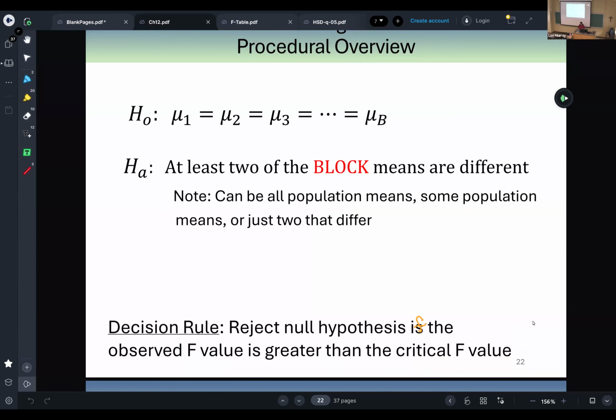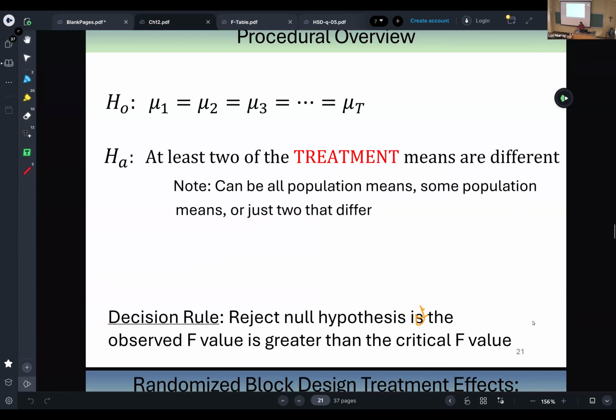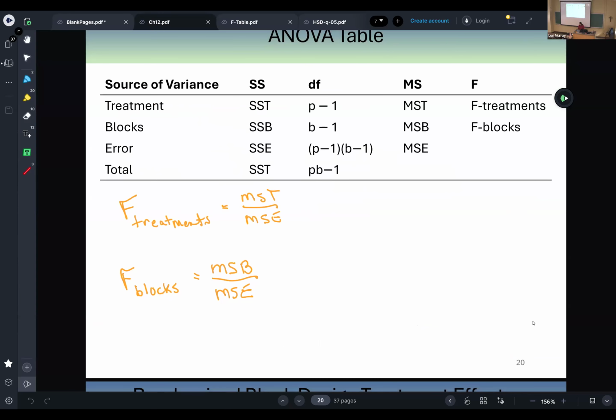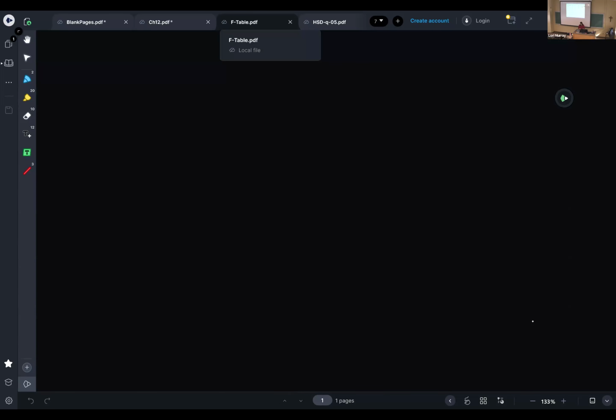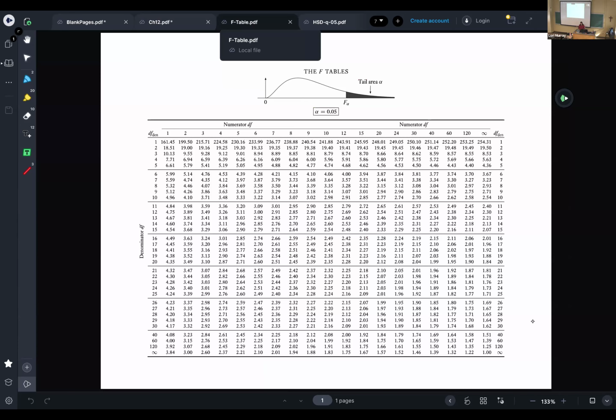The observed F value comes from our ANOVA table right here, from the data, these ones. And the critical value we put a little star with, because it comes from the actual table. From here, the actual table, right? The theoretical values, right?